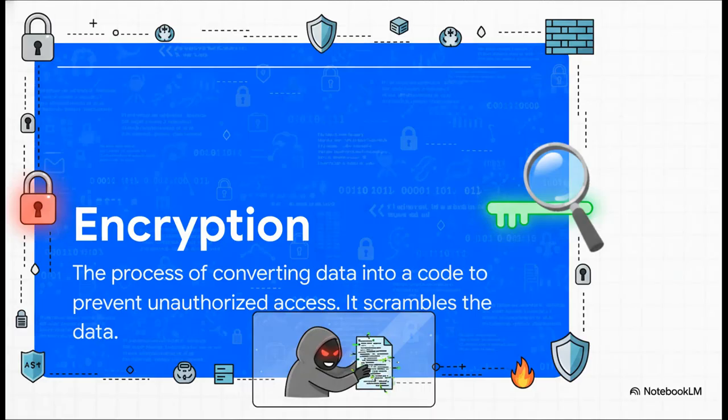But what about protecting the data itself? Well, even if a hacker manages to get past your defenses, encryption is your secret weapon. It basically scrambles your important data into a completely unreadable jumble of characters. Without the special decryption key, that stolen information is completely useless. It's just gibberish. Think of it like a secret code that only you and the recipient know how to read.